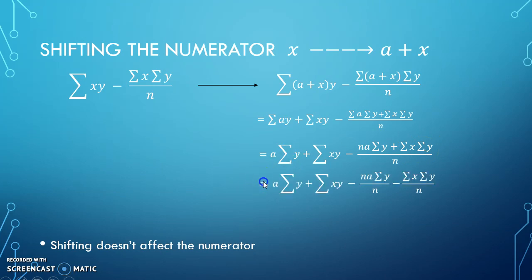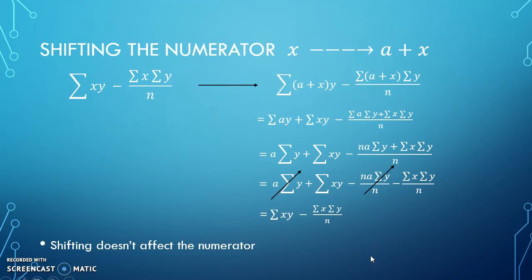Okay, and then the next step, we break up the last two terms into two fractions, like this. And you will notice that these two terms cancel off. Why? Because the n cancel off, so a summation y is the same as a summation y, you minus it off. And what we are left with is just these two terms. And this looks exactly like the original numerator. So we can say that the shifting does not affect the numerator.